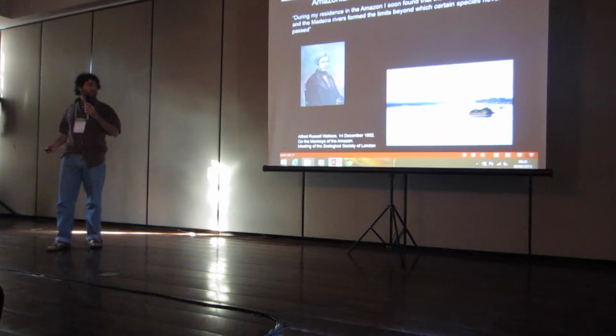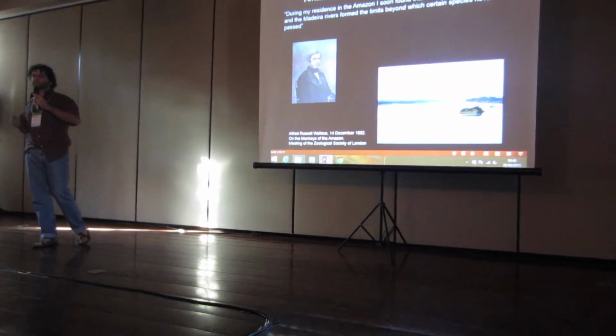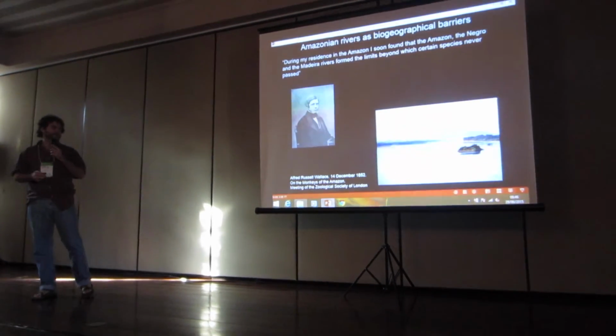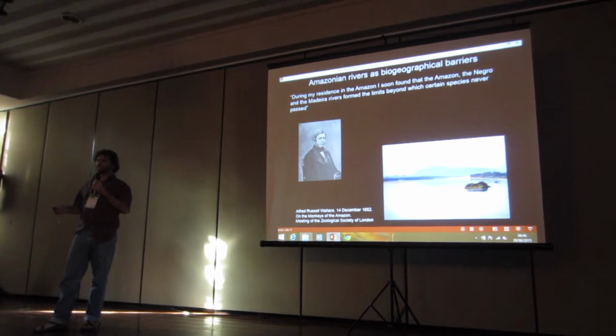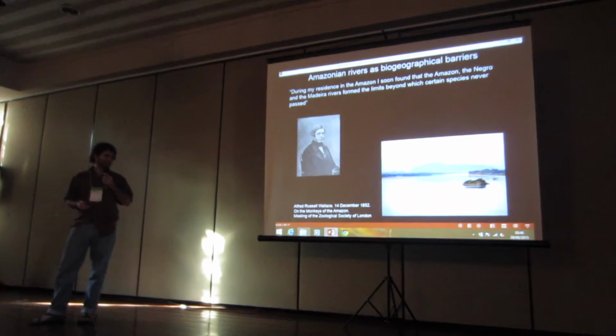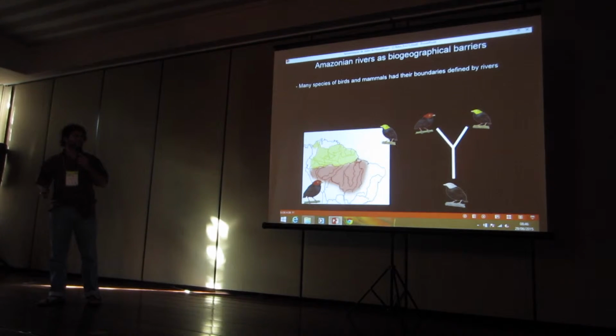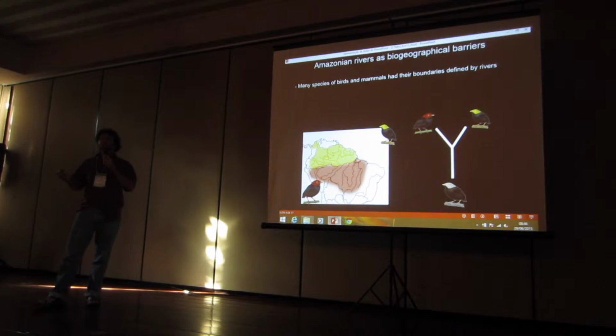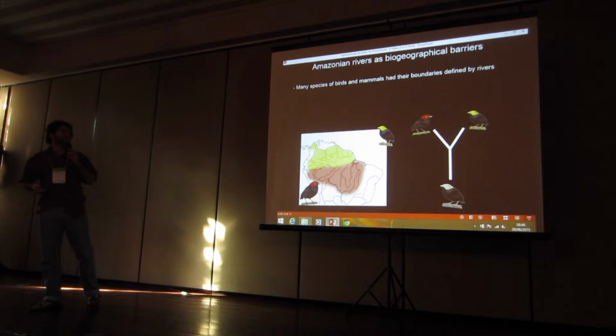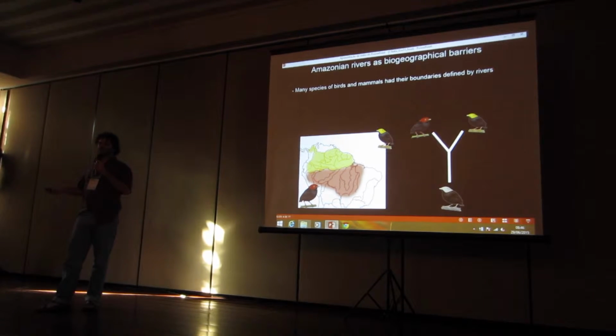So we now know that Amazonian rivers are important geographical barriers. Wallace returned from the Amazon in 1852 and gave a talk about the monkeys of the Amazon. Basically, what he showed at the time, and we know now, is that many species of birds and mammals had their boundaries defined by rivers.